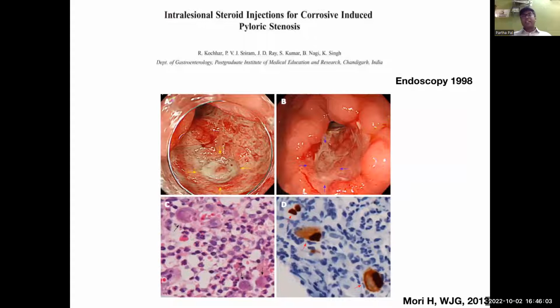In these cases, you can do intralesional steroid injection, but there can be drawbacks, as I have shown in the case of the esophagus, where there is candida esophagitis. This is a case report. In a case of post-ESD, they routinely inject steroids, sometimes into the margins, and in this case, intralesional steroid injection has resulted in CMV infection in the stomach. So all these injections may have their drawbacks as well.